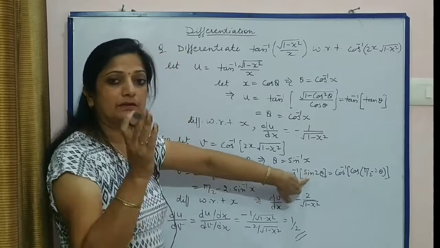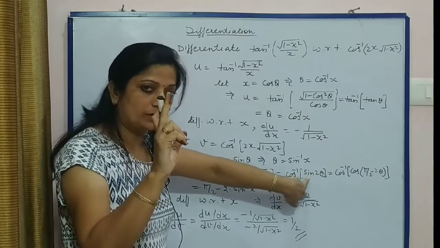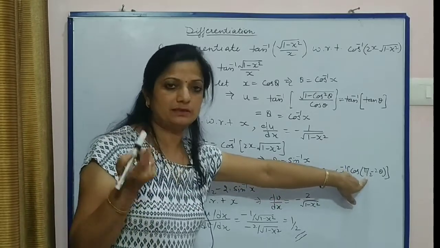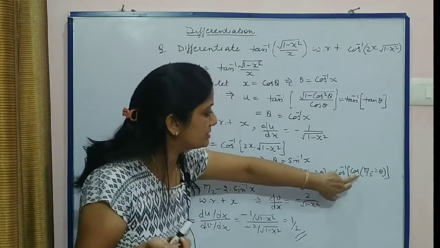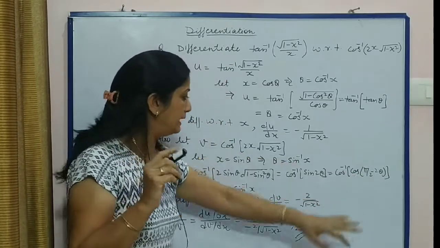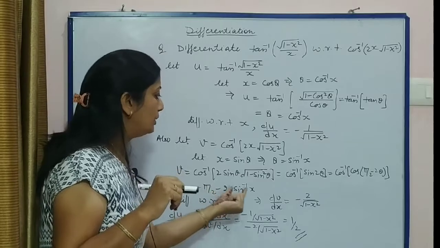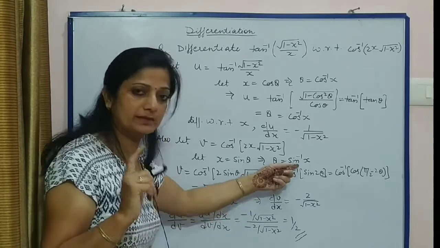Now this sin converts into cos with the help of pi by 2 minus theta. So cos(pi by 2 minus 2 theta). Cos inverse and cos cancel out. Now we have pi by 2 minus 2 theta, and what is theta? Theta is sin inverse x.